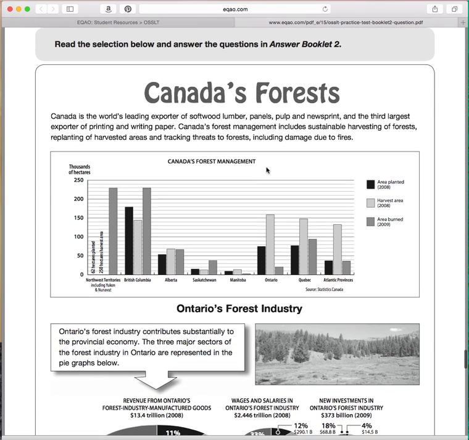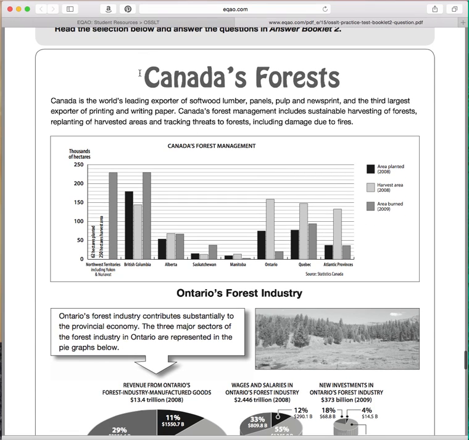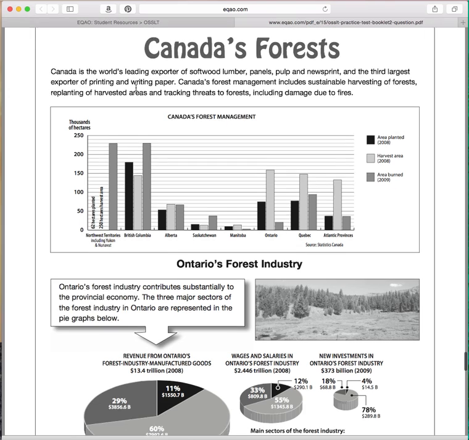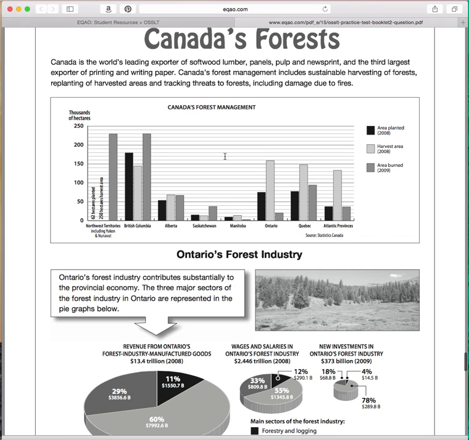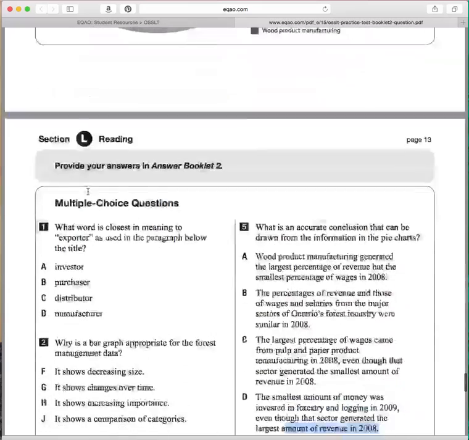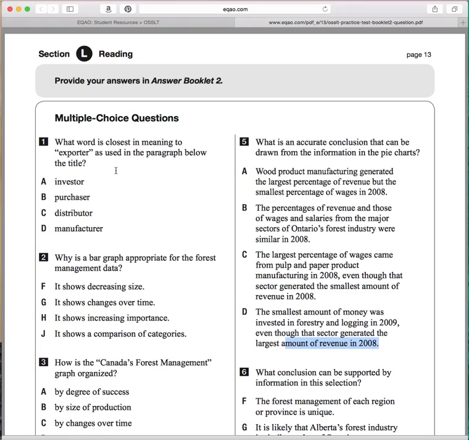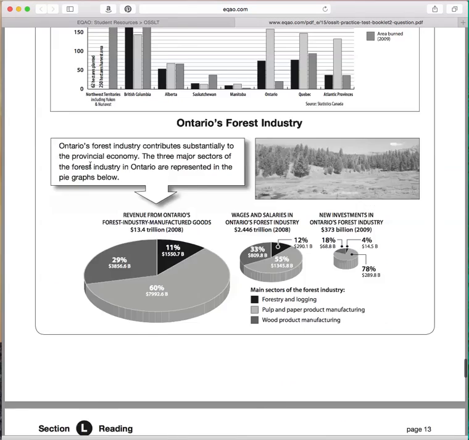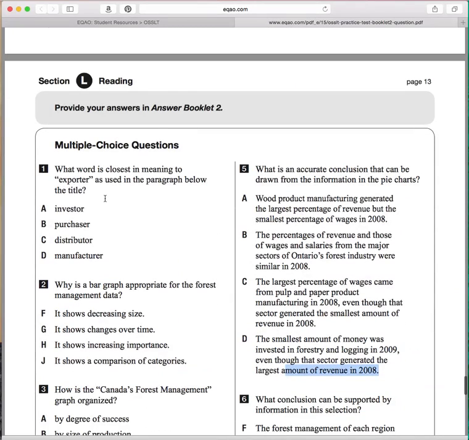This is the graphic text. As you can see, Canada's Forests is the title. We know that by the size and font used. You can see here that we have a bar graph. You can also see here that we have pie charts at the bottom, and also a caption and a picture. So we're talking about Ontario's forest industry. In order to save time, both for me now and for you on the test day, it might be wise just to scan the graphic text, but use the questions to guide your reading. And you only have to read as deeply as the question requires, or the questions, plural, require.